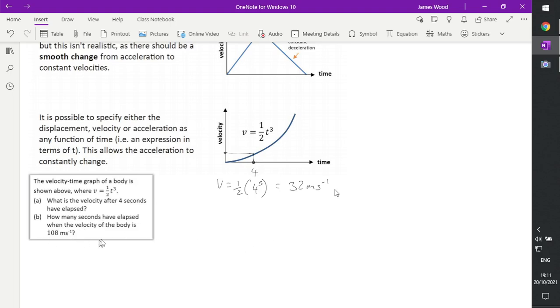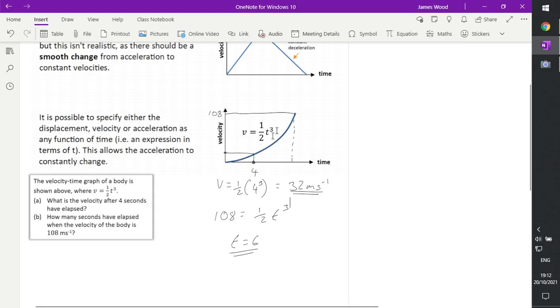Or the other way around, how many seconds have elapsed when the velocity is 108? So this time we are putting in a value for v, maybe it's here, of 108, and then finding out what is the value of t that goes with that. So 108 equals half t cubed, so 108 times 2, and then we need to cube root it, which gives me 6. So after 6 seconds, the speed would be 108. Okay, so that's the important thing so far, is just that we can describe velocity or displacement or acceleration in terms of time, and we can find that value at any point in time.